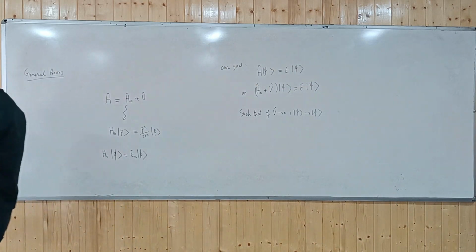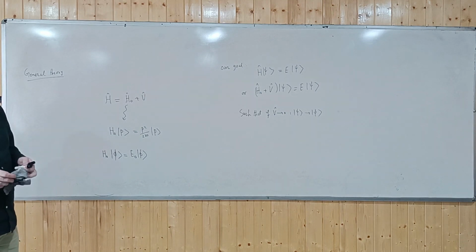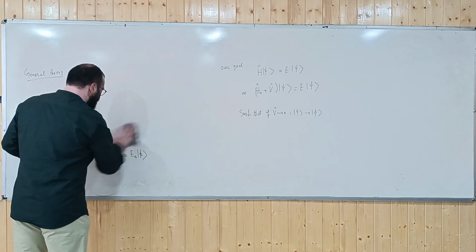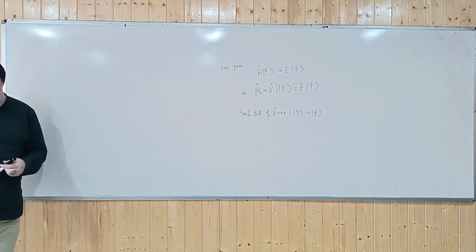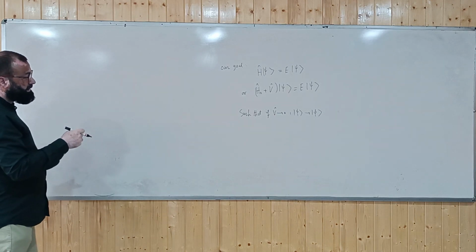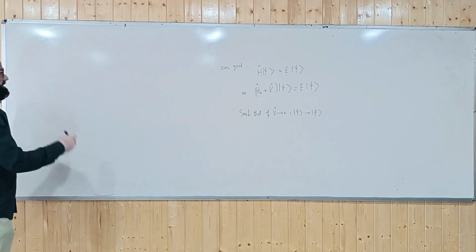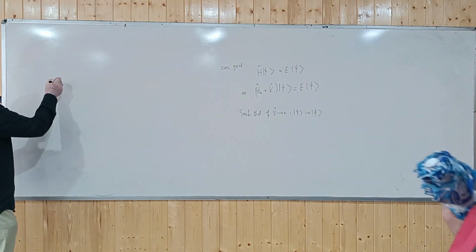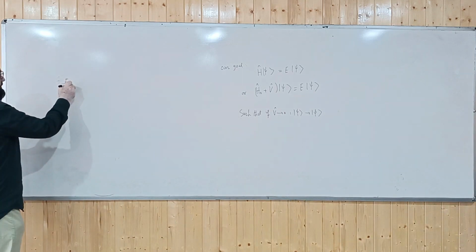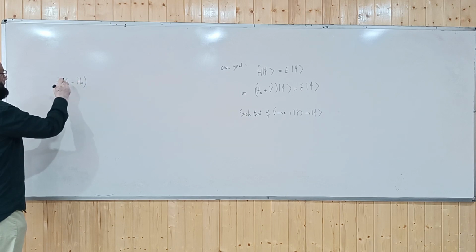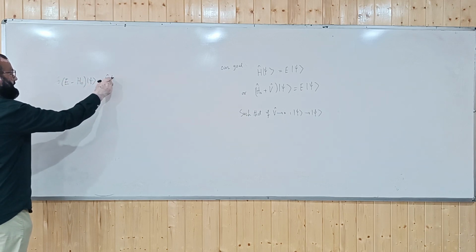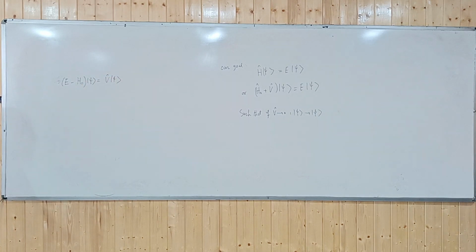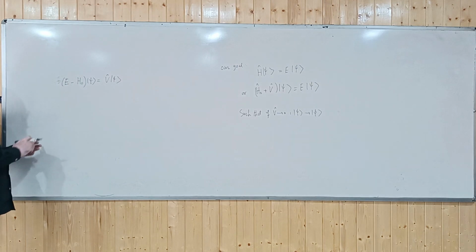So now how to solve this kind of equation? Okay, so I will write this equation in this fashion. E minus, let's say, H0, acting on psi, is equal to V psi. Clear? So I can put it in this fashion. Now I will work out the solution of this equation.